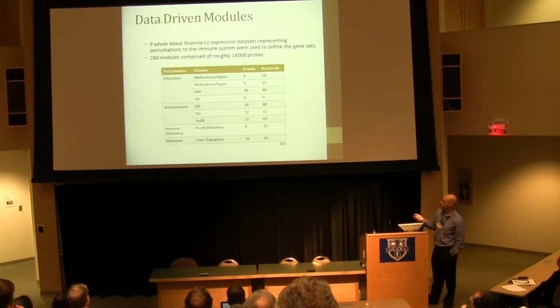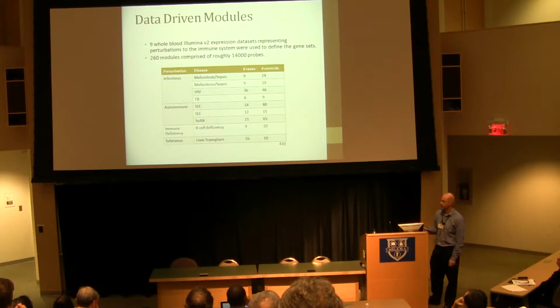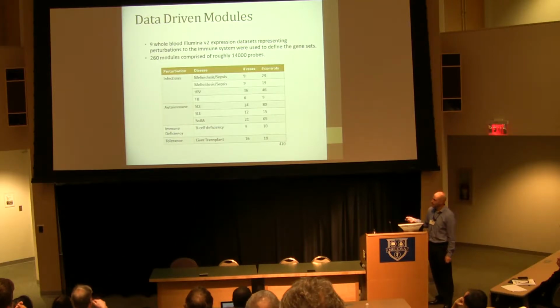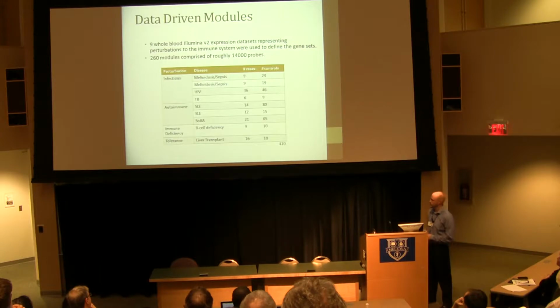And so we want to do it with infections. In that case, we have TB, HIV, and some sepsis data sets. We want to perturb the autoimmune sense, so we have lupus, 2 lupus studies, and we have systemic onset juvenile idiopathic arthritis. Then we also want to look at immune deficiency, so we have a B-cell study. You could also think of HIV as immune deficiency. And then lastly, we have tolerance or immune transplant.